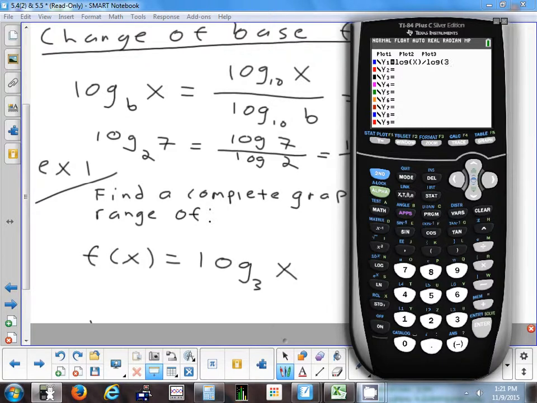Perfect. Log of x divided by log of 3. Okay, now for our window, remember we said the argument can't be negative. So in this case, I wouldn't look past 0. Okay, x max. I mean, we could probably go up to 50 because logarithms grow so slowly. That's going to be fine. Y max, even 10 is way more room than we need. Okay, let's just hit graph.